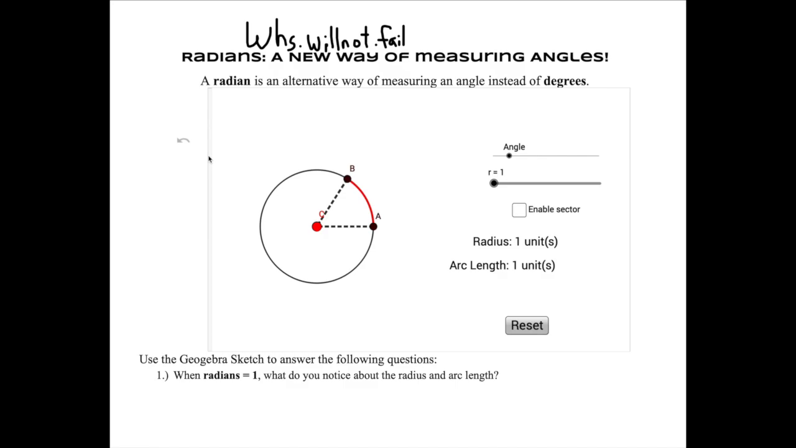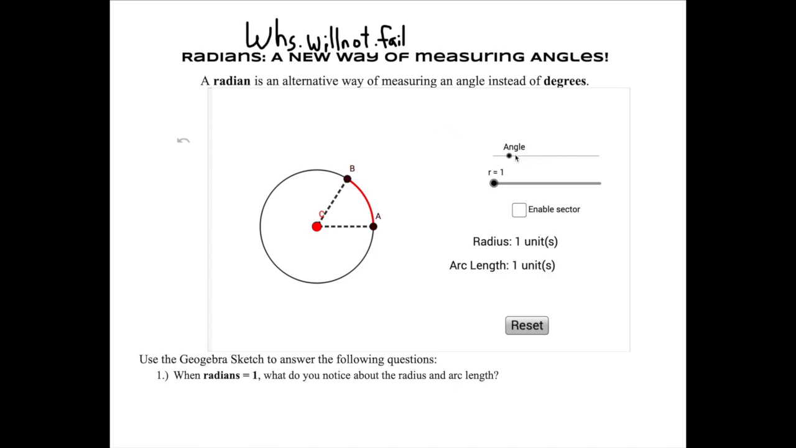So here's what we're going to start by doing. Please head to the website whs.willnot.fail. It's going to take you to a willnot.fail website that accompanies today's lesson. You want to click on the investigation, that first link, not the handout, but the first Geogebra sketch about discovering radians. And what you'll see is this sketch come up.